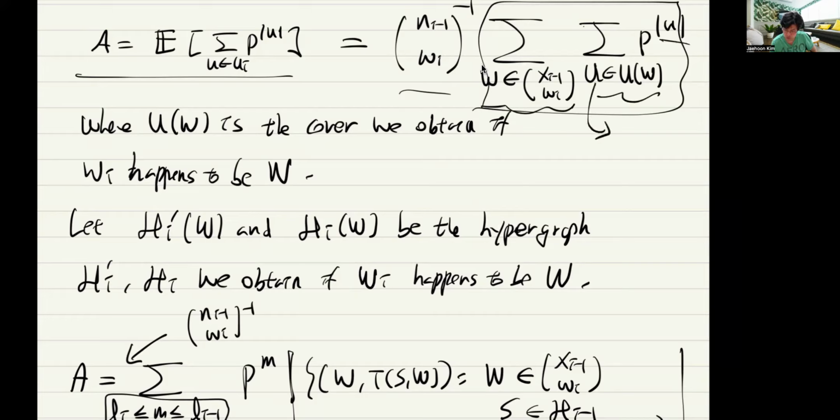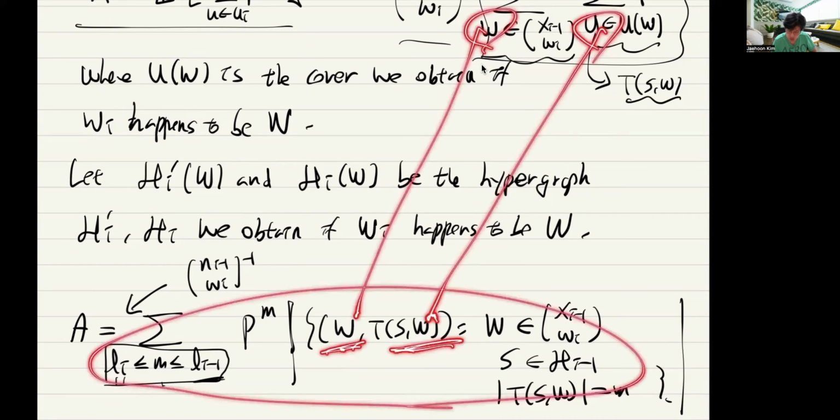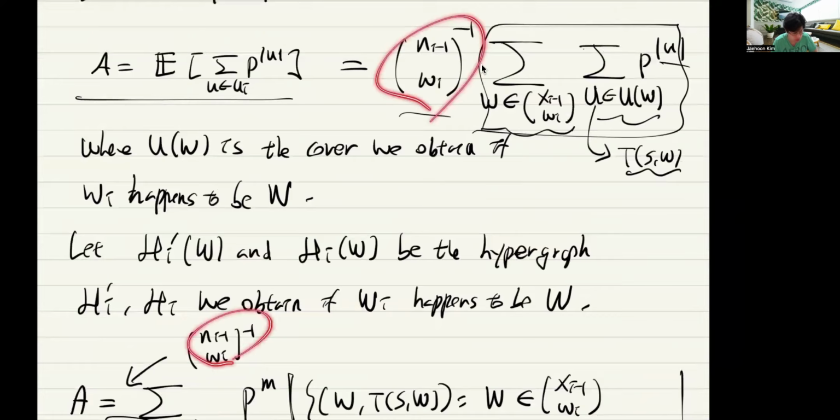U in this cover is actually T_S(W), for a certain choice of X and P. So this summation, you can consider it as: you first fix the size or possible sizes, and then you count all the possible choices of W, and then if U is the minimum fragment. So this is the same, and you have to divide by this.